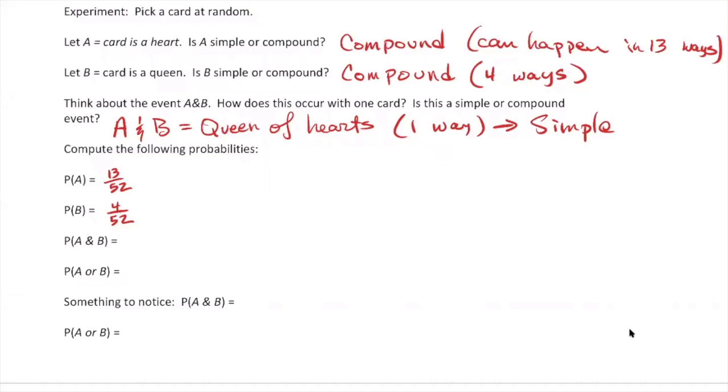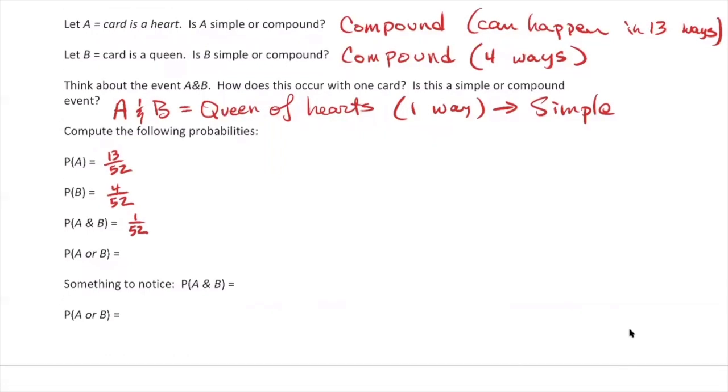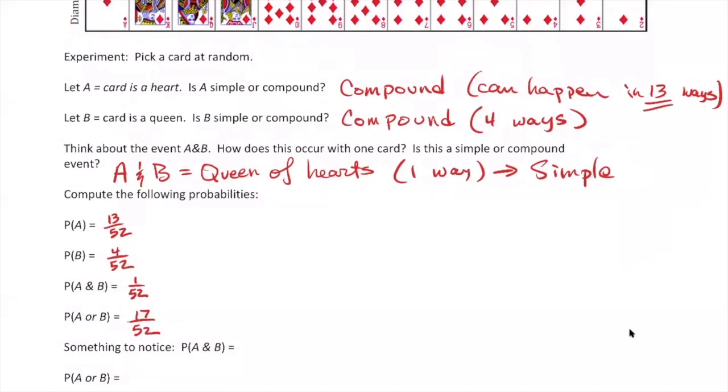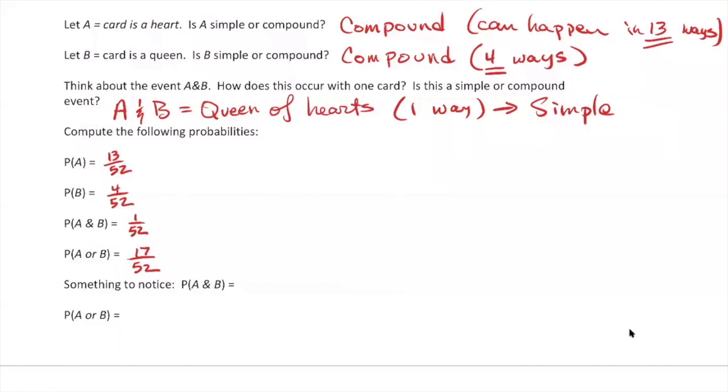Okay, so for A and B, people are saying there's only one way out of 52 to get a Queen of Hearts, as we said. Now, A or B. I want to see if somebody feels like explaining why this is wrong. Why is it not 17 out of 52? There are 13 ways for A to happen. There are 4 ways for B to happen. Why aren't there 17 ways for A or B to happen? You can unmute yourself or type it in. Well, keep trying.